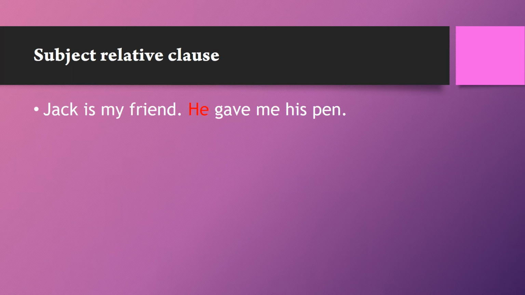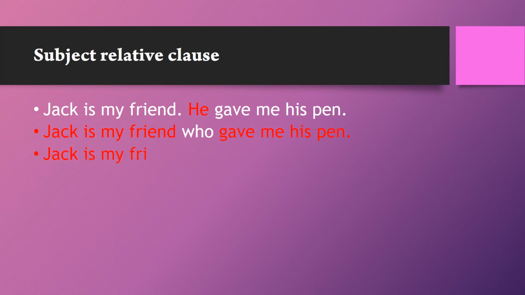Let's see the example for subject relative clause. We have two sentences. Jack is my friend. He gave me his pen. Now the subject of the second sentence is he, which turns into who because who is used for a person. Jack is my friend who gave me his pen. And also we can use that in this sentence. Jack is my friend that gave me his pen.